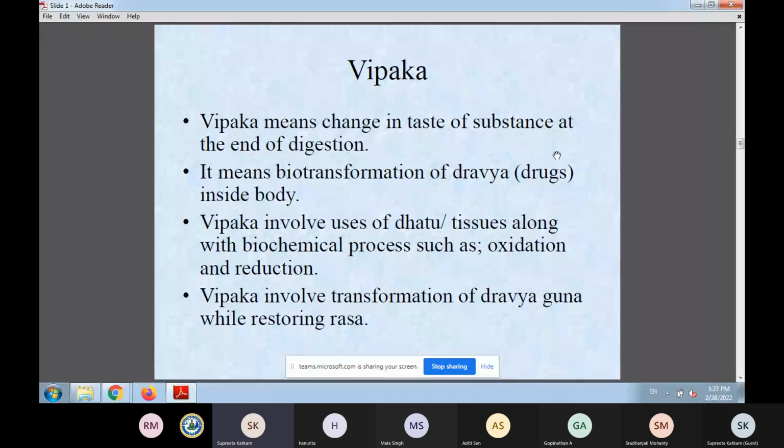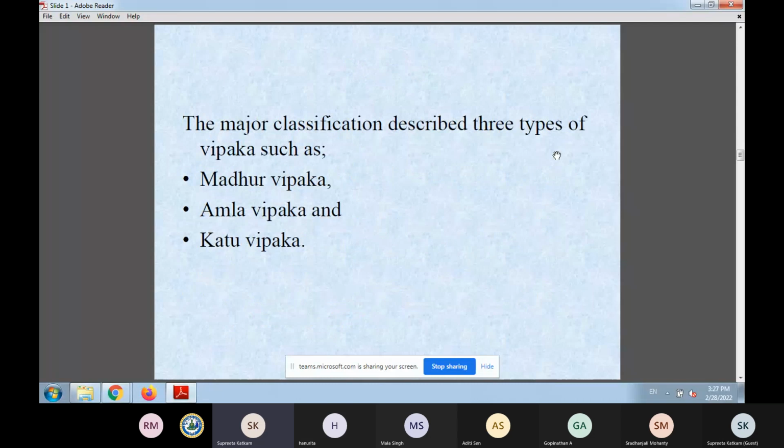So we have to study what has happened to it once we have taken it. Once we have taken the substance, it will end up in either Madhura Vipaka, Amla Vipaka, or Katu Vipaka. Whatever substance you are taking which has Madhura Rasa, that Rasa will undergo Madhura Vipaka. Amla and Lavana Rasas, the two Rasas, will undergo Amla Vipaka. Katu, Tikta and Kashaya Rasa will undergo Katu Vipaka.